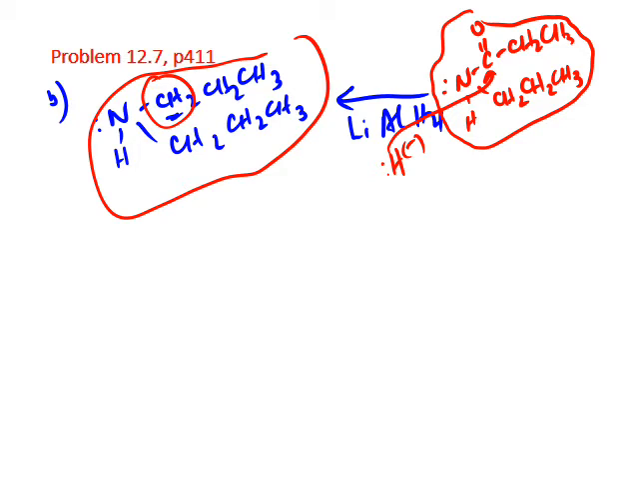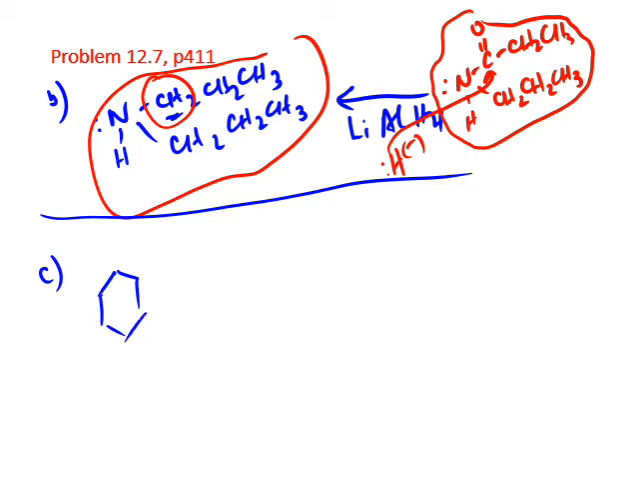Now let's go over part C. Again, the amine structure is given. You need to find out what amide structure would give you this particular amine structure. So it'd be, say, CH2 NH2.